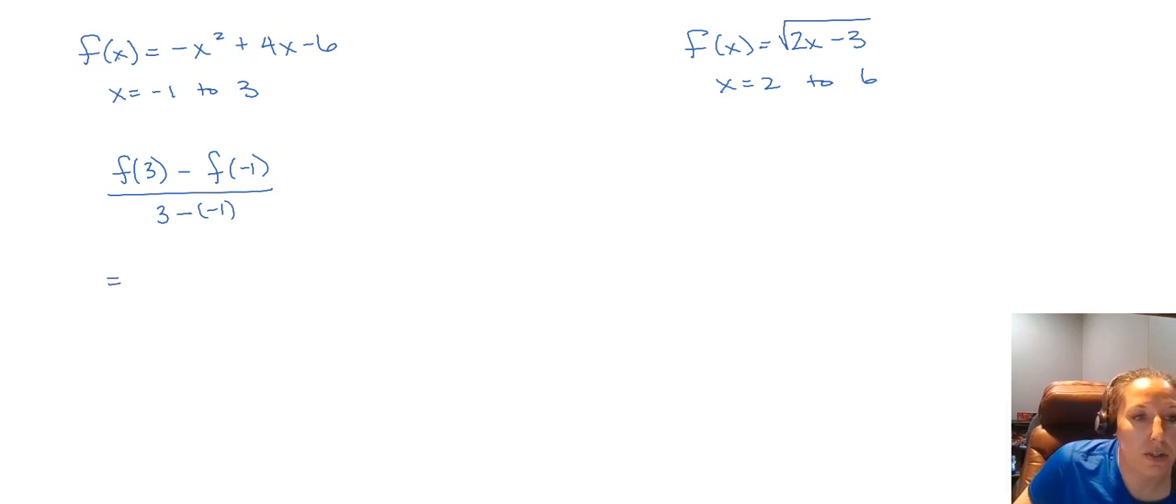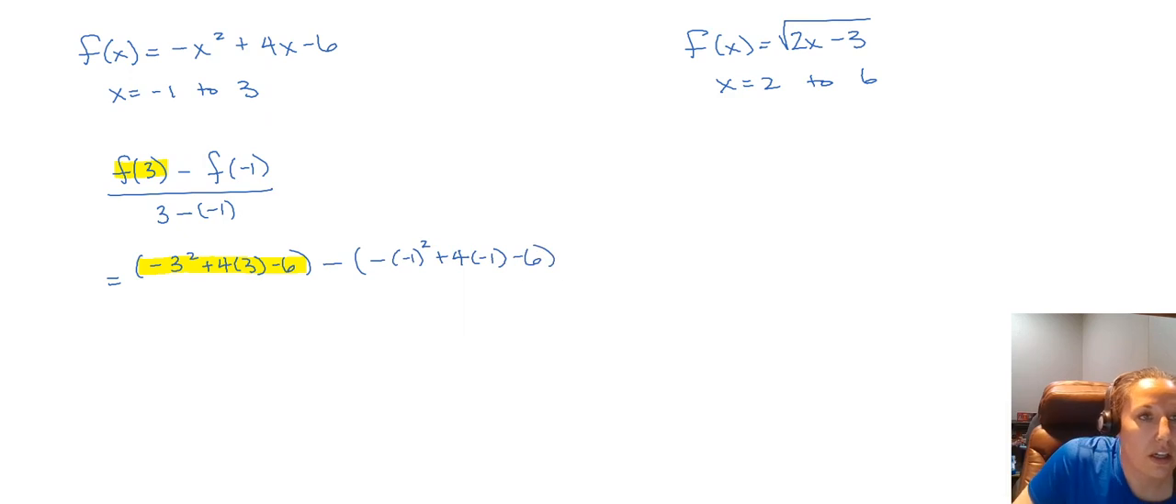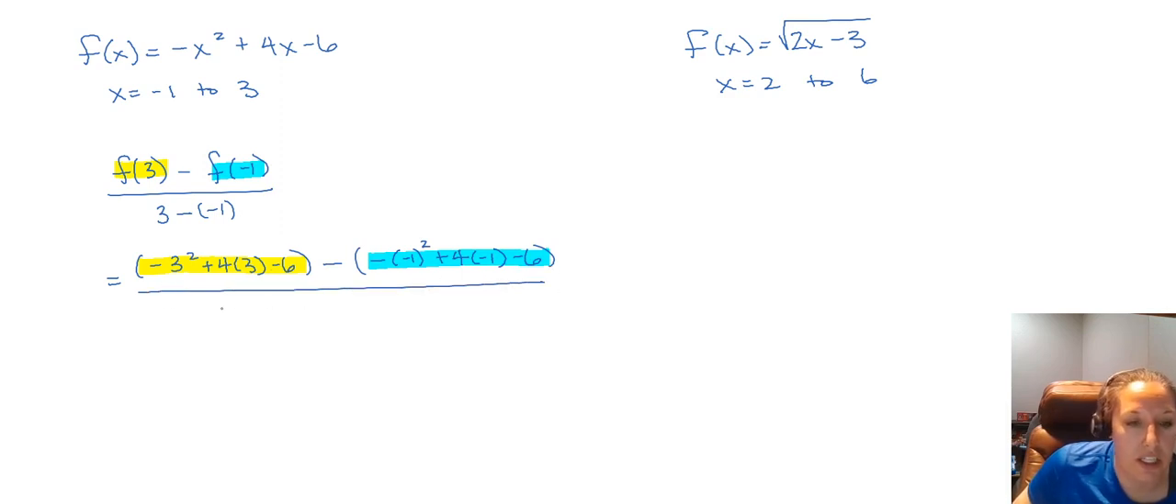Alright, so f of 3 just means we're going to plug in 3 into our function. So we get negative 3 squared plus 4 times 3 minus 6. All of that is our f of 3. And then we're going to subtract f of negative 1. So we're going to plug in negative 1 for our x, and all of that makes up f of negative 1. You can find those values first and then just plug into the equation. And then in the denominator we have 3 minus a negative 1, or 3 plus 1.